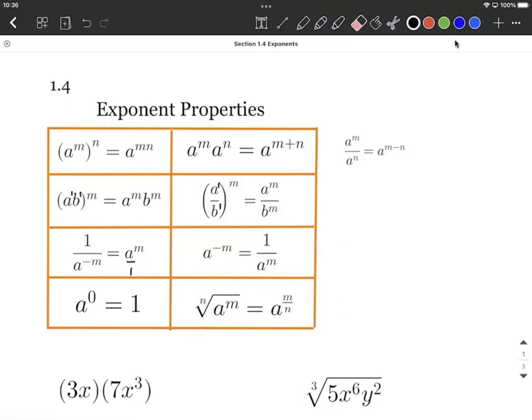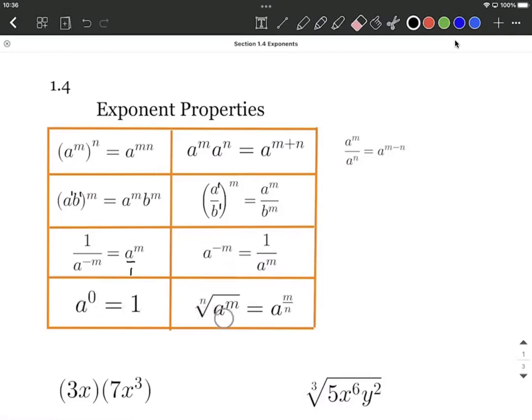Now we're going to use this property in reverse later on this semester as well, where if you have something in the denominator, we want to get comfortable with being able to move that up to the numerator and rewrite it with a negative exponent. Now anything raised to the 0 power is always equal to 1.